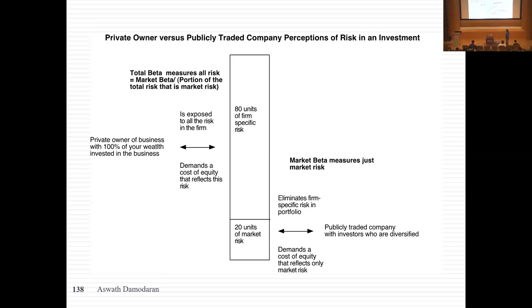Let me set it up in a very simple way. If you look at the total risk in a company, there are units of market risk and units of firm-specific risk. If investors are diversified, all they care about is the market risk. It's captured with the beta. If you're not diversified, you see all of that risk, and you need to bring all of that risk into your cost of equity. You might say, how do I know what all of the rest of the risk looks like? It's a very simple number, and it is a number that you get anytime you run a regression, that I think you can use to adjust your beta. So here's what I did.